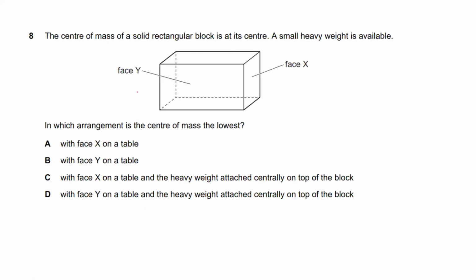Next question, question number 8. It says the center of mass of a solid rectangular block is at its center. So this is the center of mass. A heavy weight is available. In which arrangement is the center of mass the lowest? So remember, the center of mass will be lowest when we have a wider base. So we can see that the area of face Y is more than the area of face X.